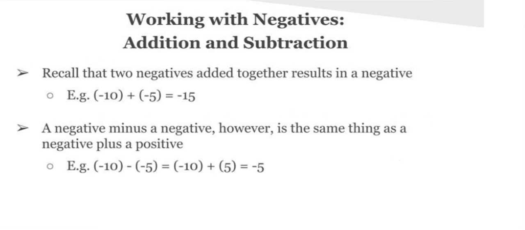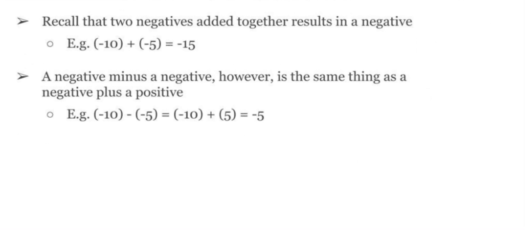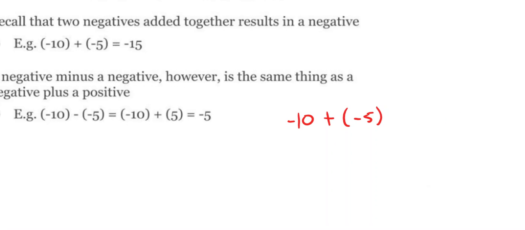Working with negatives, so addition and subtraction, when we're doing negatives now. Let's say we've got this first one: negative 10 plus negative 5. We want to figure out what that is in our head, not just using our calculator. Anybody know what that is? How can we get there without using the calculator? It's too bad for the video, but I'm going to show a number line here.